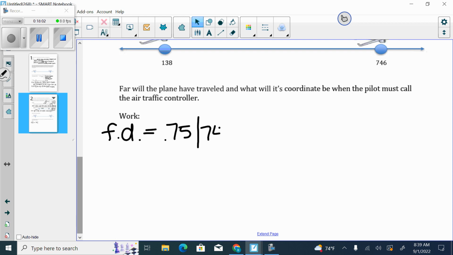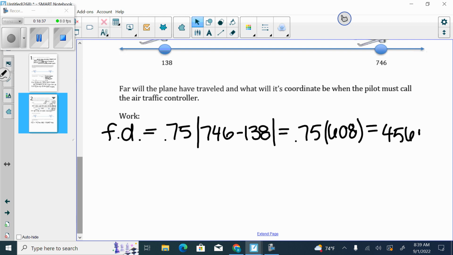So 746 minus 138. All right. Okay. So for inside my absolute value, what is 746 minus 138? Good. And the absolute value of 608 is just 608, right? And what is 0.75 times 608? Good. So the distance they will have traveled is 456 miles.